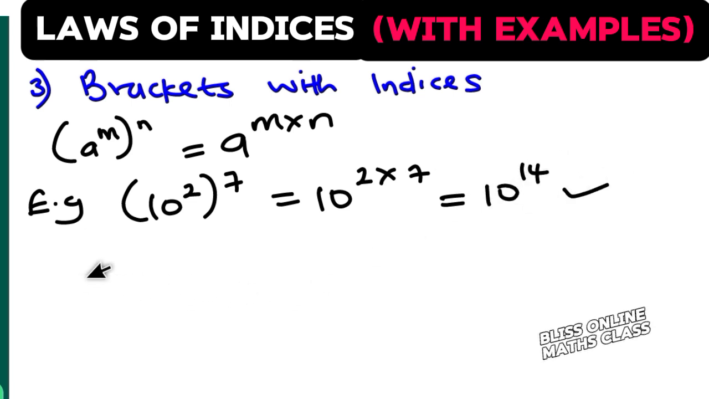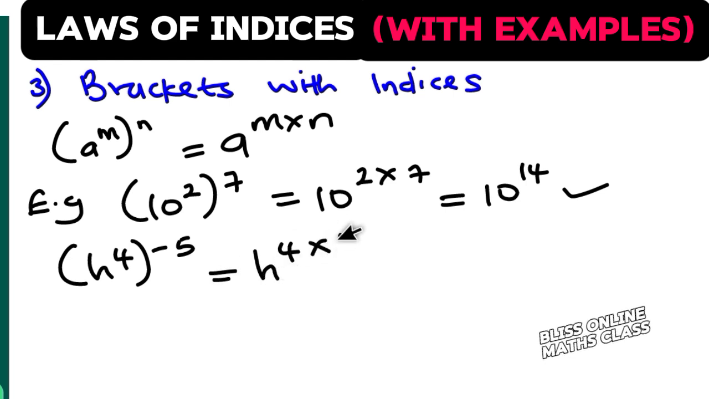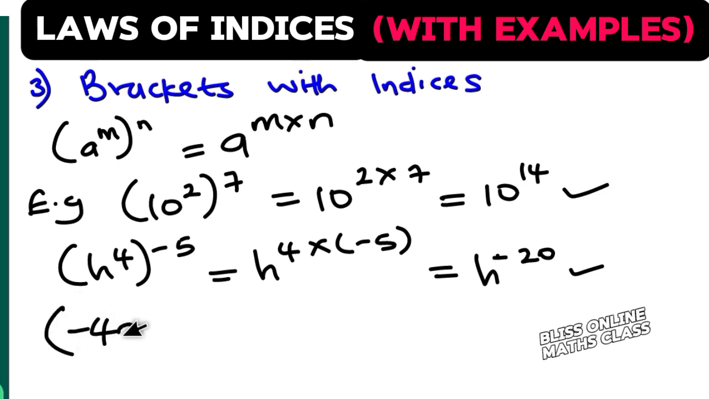Another example we have here is h raised to power minus 5, raised to power minus 5. Wait, h raised to power 4, raised to power minus 5. This is equal to h raised to power 4 times minus 5, and 4 times minus 5 will give us minus 20. So our answer is equal to h raised to power minus 20. And that's our answer.